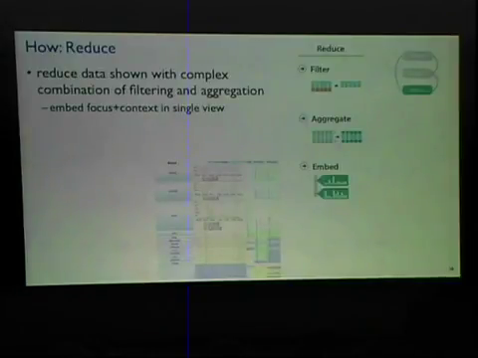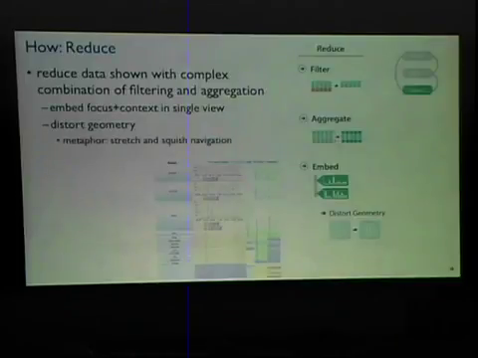This is often called, just the buzzword, focus plus context. Here I'm calling it embedding. And this sort of stretch and squish navigation that you saw is an example of that combination of filtering and aggregation together in one view. In particular, this is in the class of things where geometry is actually distorted. You saw how you could stretch things out, the particular metaphor of stretching and squishing. There's others like using a fisheye lens.